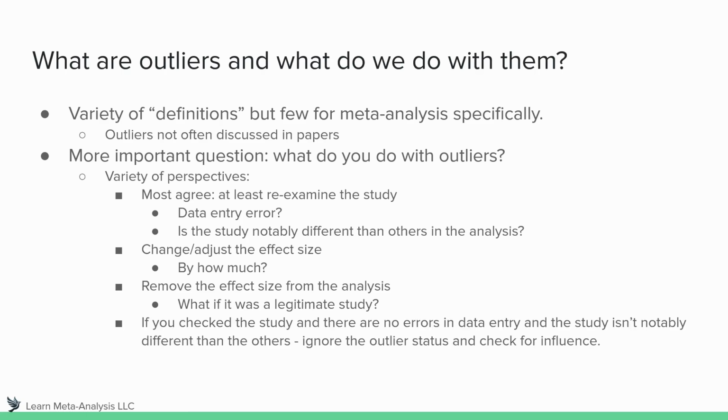Here's another option, I should say. If you check the study, there's no errors, the study isn't notably different, it seems like it was well done. Another option, and this is the option that I tend to prefer as of now in 2024, is to ignore the outlier status and check for influence. Now, when I say ignore, I do report this. I do say we identified this number of outliers, and then we checked for influence. So when I say ignore, I don't mean ignore it when reporting in your paper. You should definitely report it in your paper. But when I say ignore it, I mean I don't change the effect size at this point. I then look for influence.